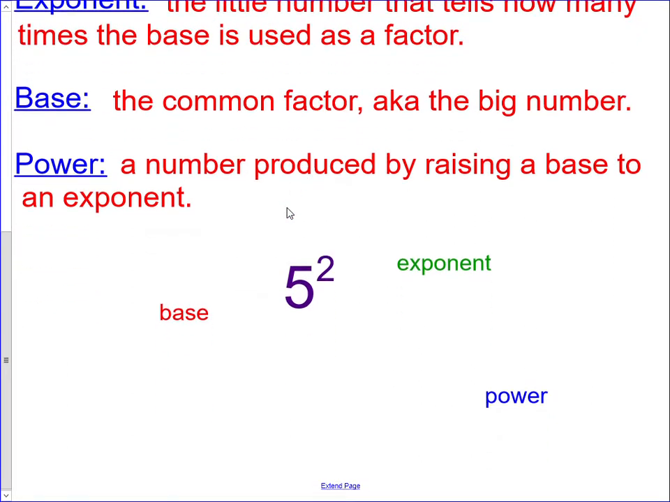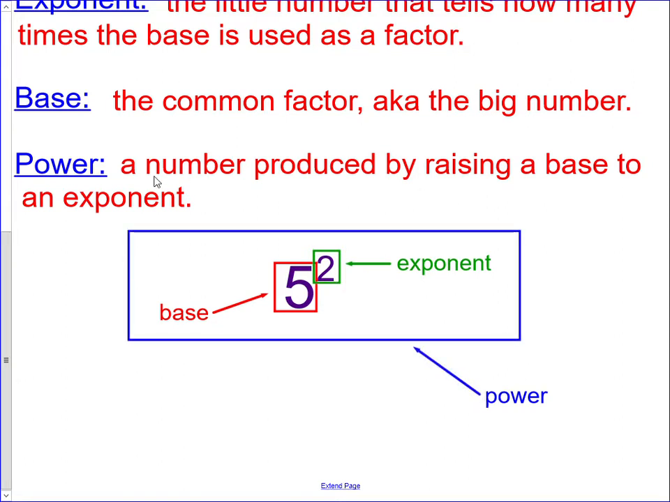So let's just stick with that 5 to the second power and let's talk about the parts. Well, the exponent is the little number. Remember, the little number tells us how many times we're going to use the common factor or the base. The base in this case is 5. It's the large number, and it's the number that we're going to multiply repeatedly, however many times the exponent tells us to. The power, when we talk about the power, that's this entire thing. It's the base and the exponent.